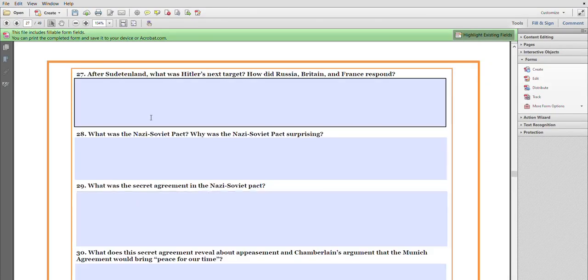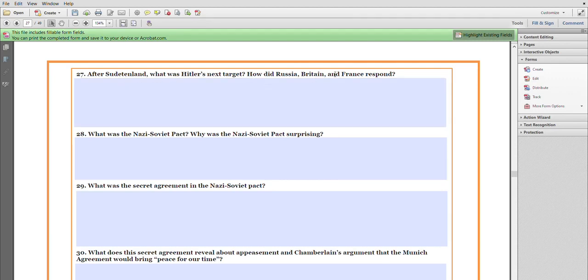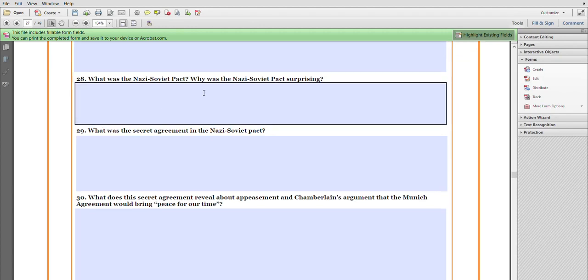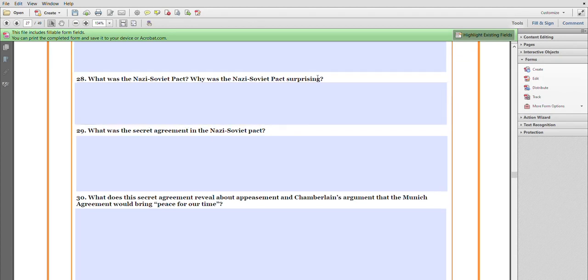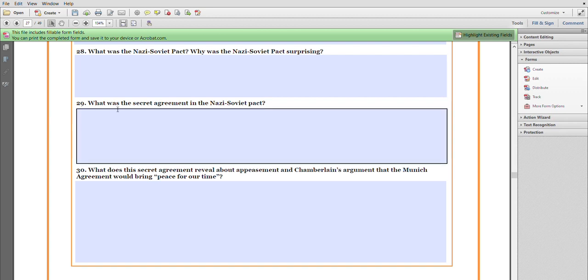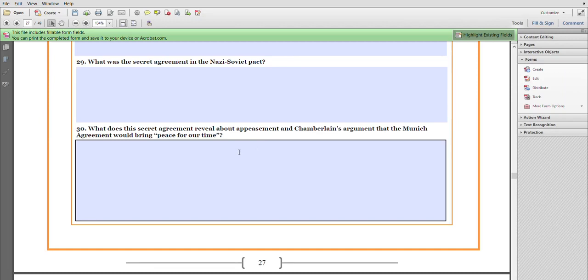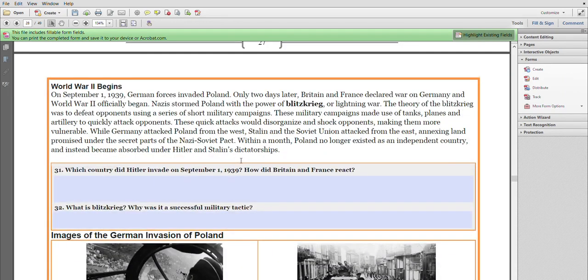Page 27. Question 27. After Sudetenland, what was Hitler's next target? How did Russia, Britain, and France respond? 28. What was the Nazi-Soviet pact, and why was the Nazi-Soviet pact surprising? 29. What is the secret agreement in the Nazi-Soviet pact? And 30. What does this secret agreement reveal about appeasement and Chamberlain's argument that the Munich Agreement would bring peace for our time?